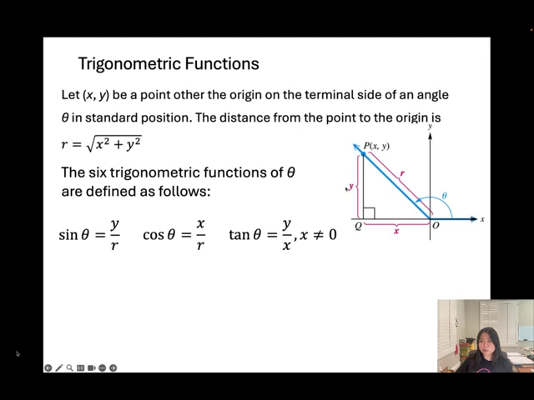And then we have the tangent. Tangent theta will be opposite over adjacent, so it's going to be y over x. Keep in mind that x cannot be equal to 0. When x equals 0, tangent theta will be undefined.